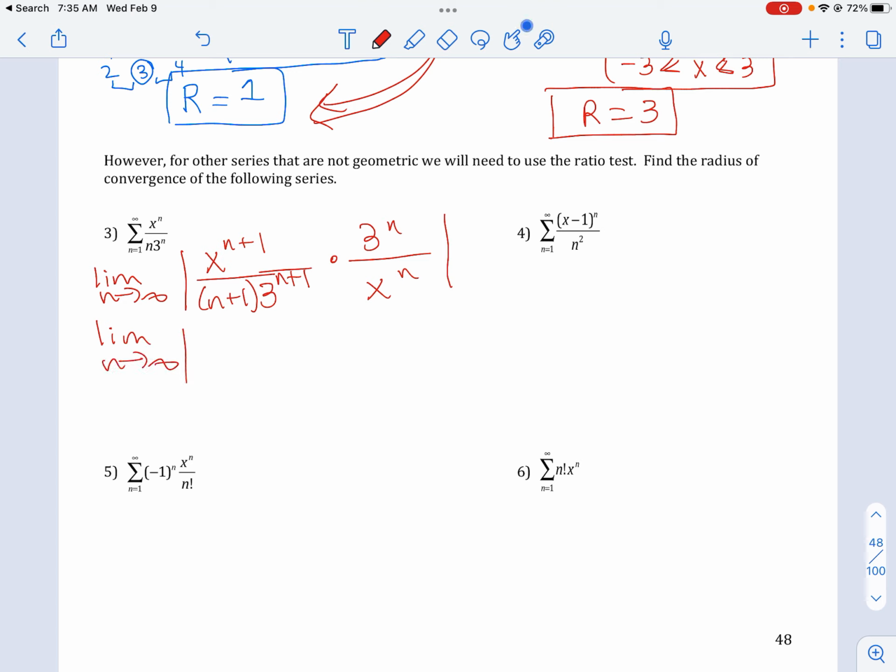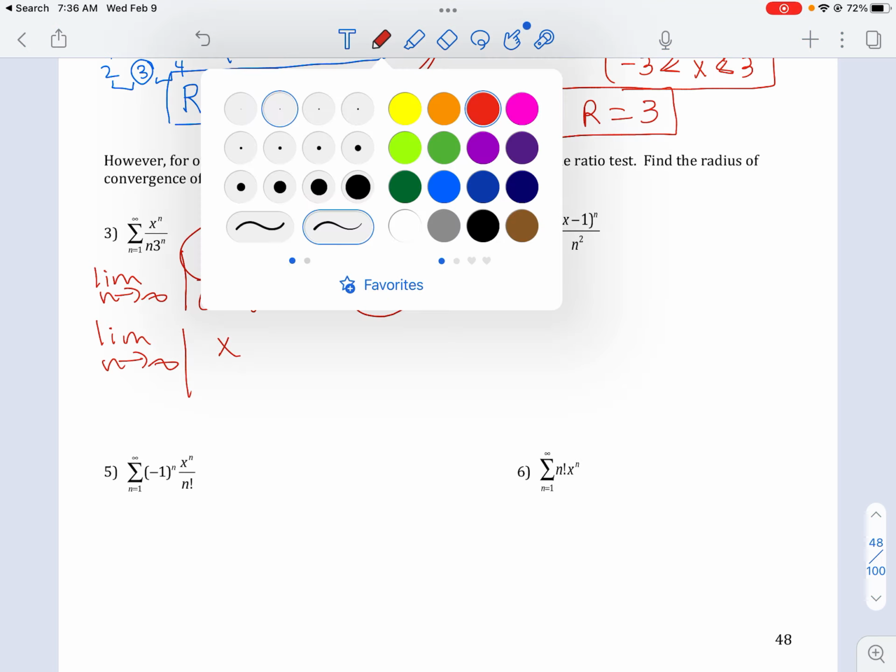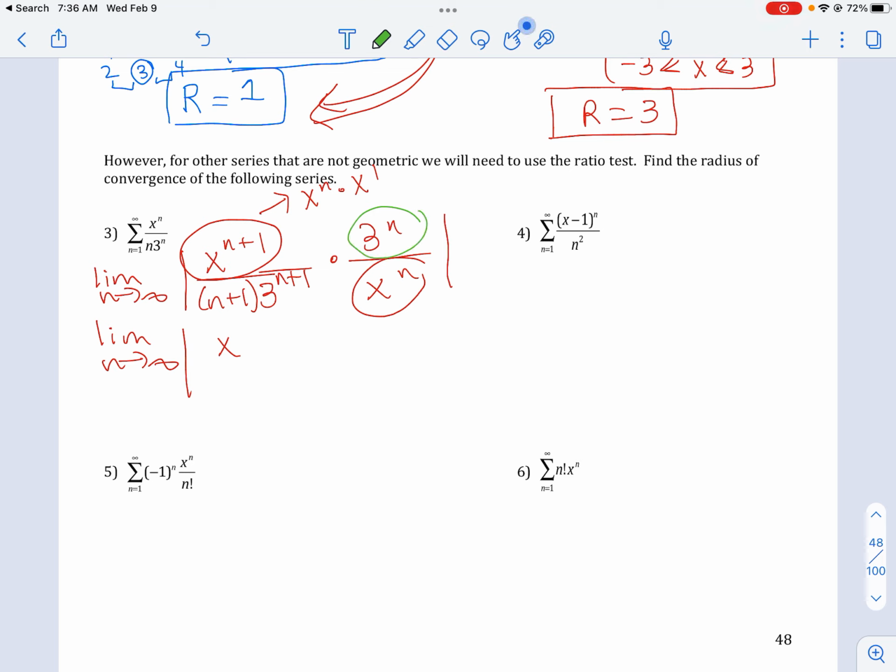I'm going to clean a couple things up. So this piece here, remember, this is really x to the n times x to the first, so the x to the n pieces will cancel. So I'm really left with an x on the top. And then same thing happens here. Really, the 3 to the n's will cancel, so you're really left with just a 3 to the first on the bottom. And then notice I do still, oh sorry, I forgot to put this n in the original problem, that I still have the n and the n plus 1.